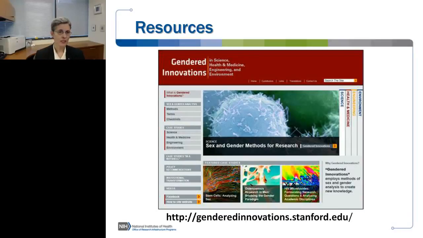Another great website that I frequently go to is the Gendered Innovations website. They provide definitions for different terms that are used in the field. They also provide some methodology and checklists that may be helpful to you in thinking about how you're setting up your experiments and how you're interpreting your data. The other thing that I like about this website is it presents different case studies in different fields of science and thinking about these questions and where it may be important, and again, in how you're interpreting your data.